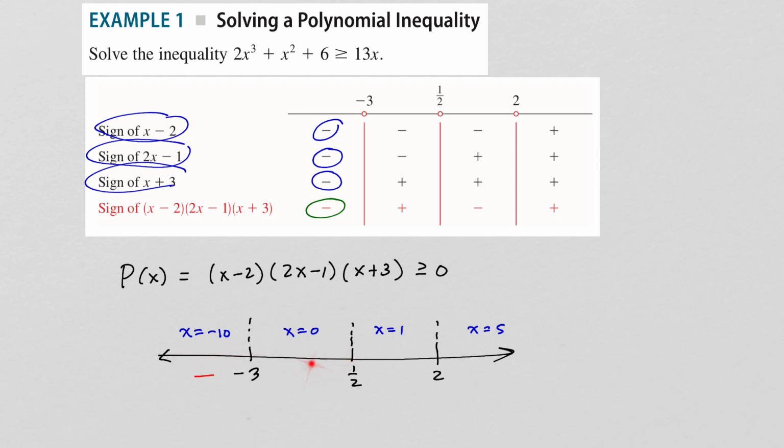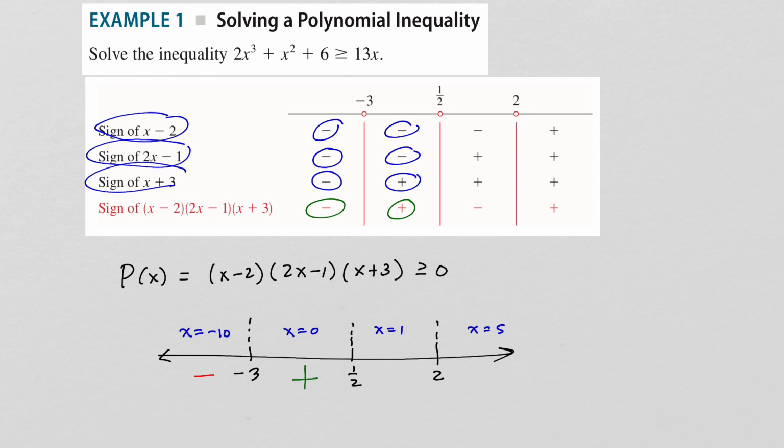On the next interval, in between -3 and positive 1/2, we can see that it's going to be positive because what we have there is a negative number times a negative number times a positive number. And the product of one positive and two negatives is positive. So it will be positive on this interval.